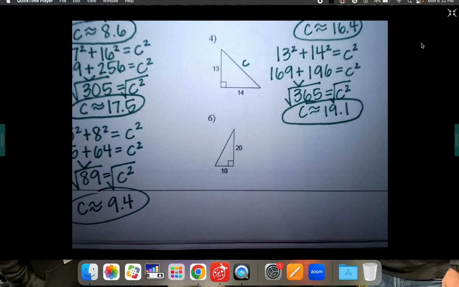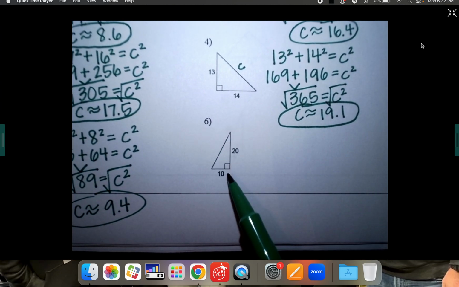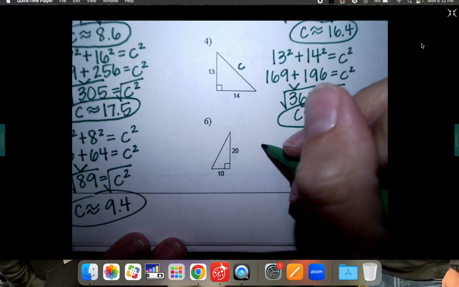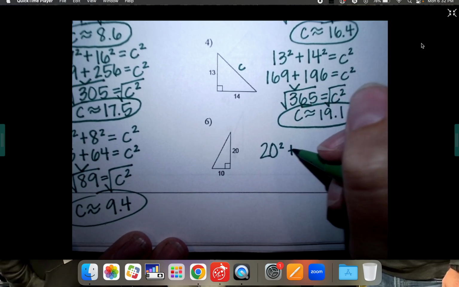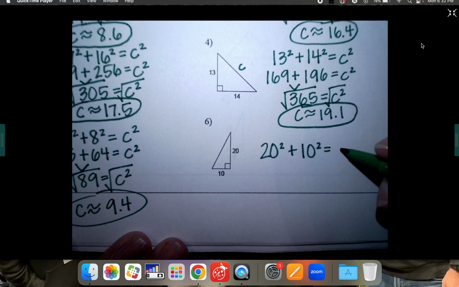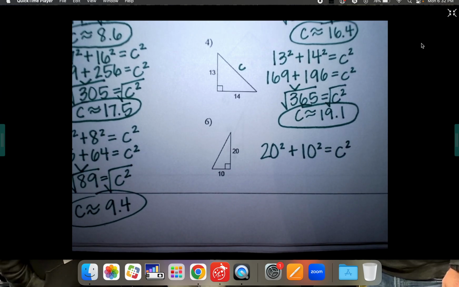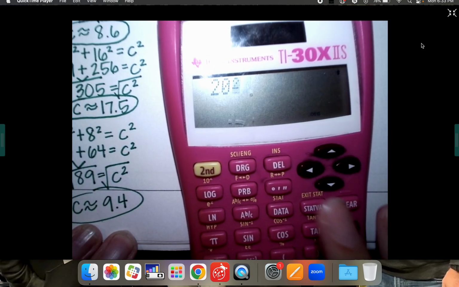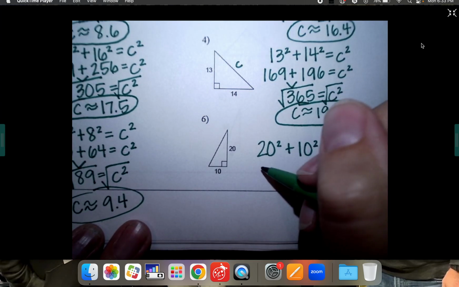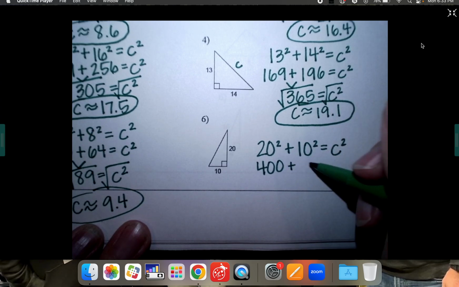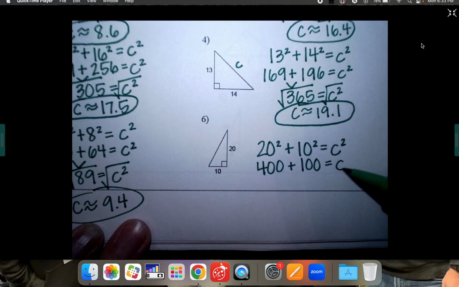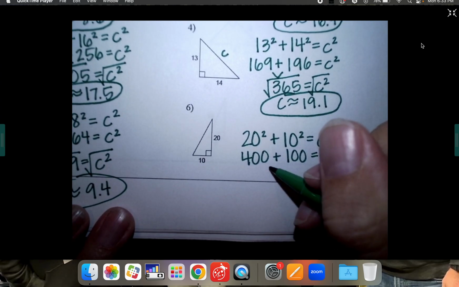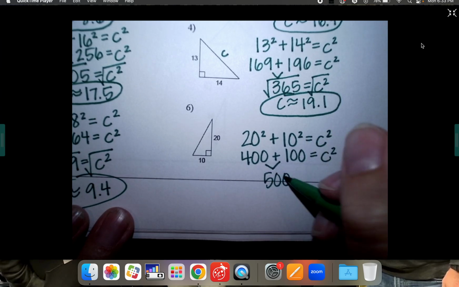Number 6, we have legs of 20 and 10. So if I make 20 my A and 10 my B, remember I still don't know the C squared. 20 squared, I believe, is 400. 20 times 20, I think, is 400. Yes. 10 times 10, I know, is 100. I know that 400 plus 100 is 500.